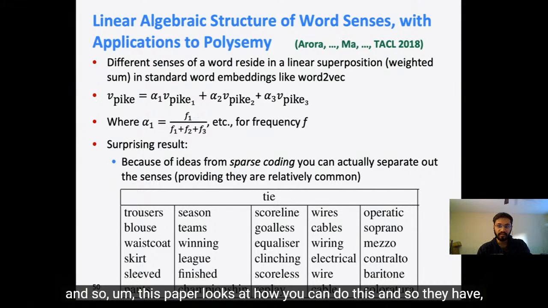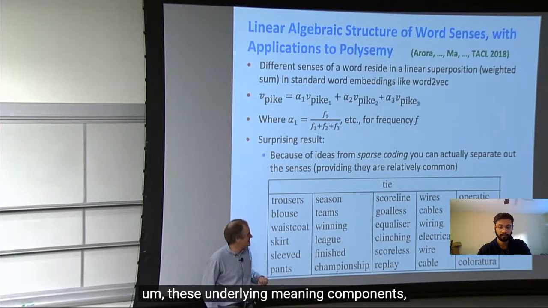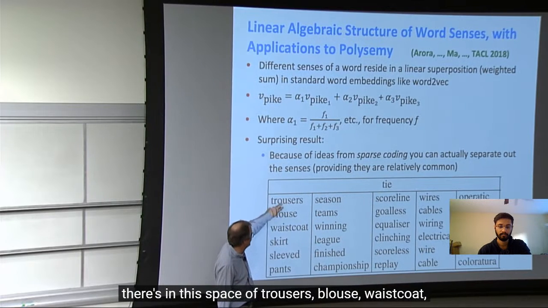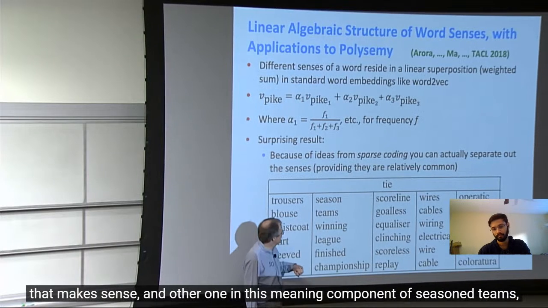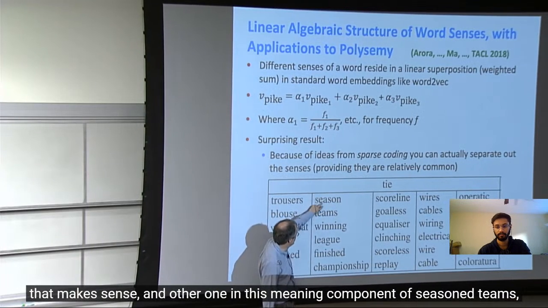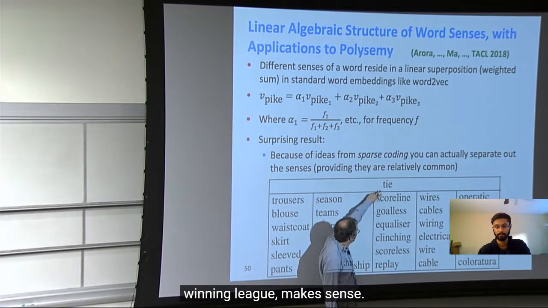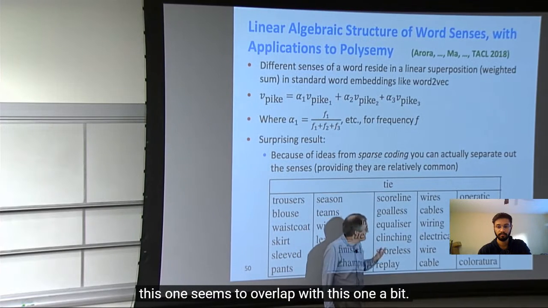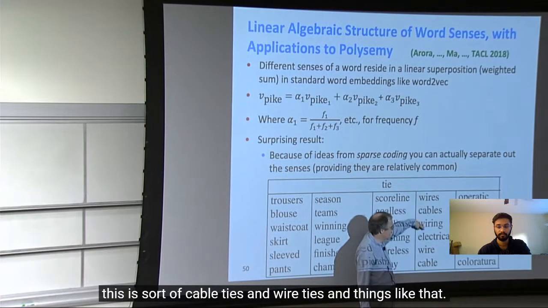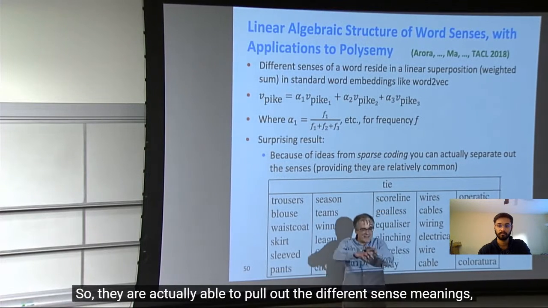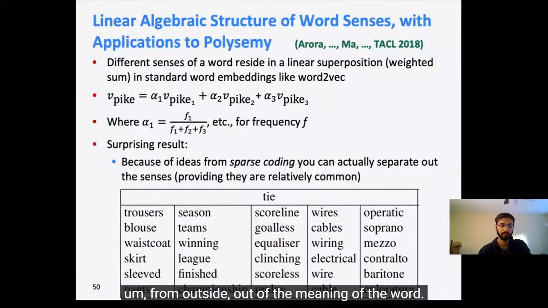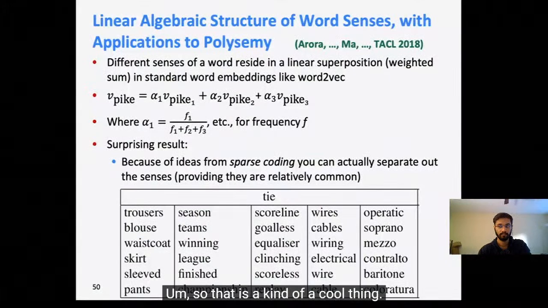And so this paper looks at how you can do this. They have these underlying meaning components, and they separate it out. So tie has one meaning component that's in this space of trousers, blouse, waistcoat. That makes sense. Another one in this meaning component of season, teams, winning, league makes sense: scoreline, goalless, equalizer, clinching, scoreless. This one seems to overlap with this one a bit. But here, tie, this is cable ties and wire ties and things like that. So they're actually able to pull out the different sense meanings from out of the meaning of the word. So that is a cool thing.